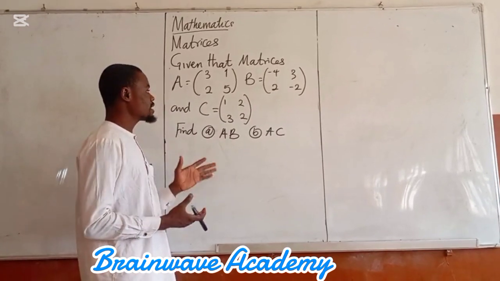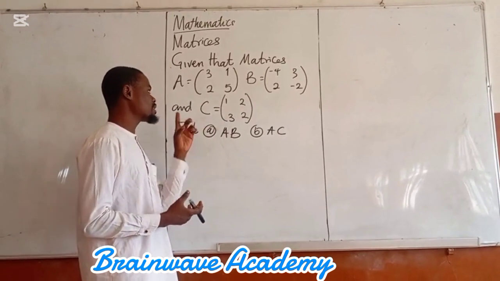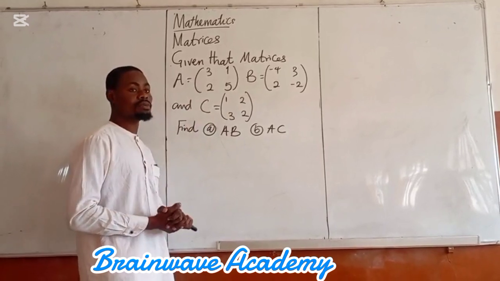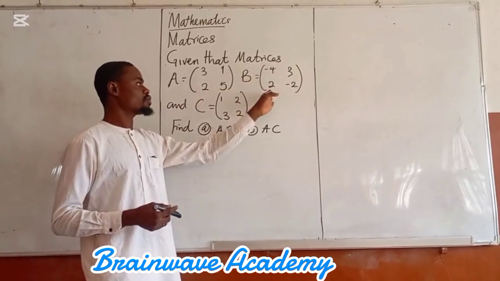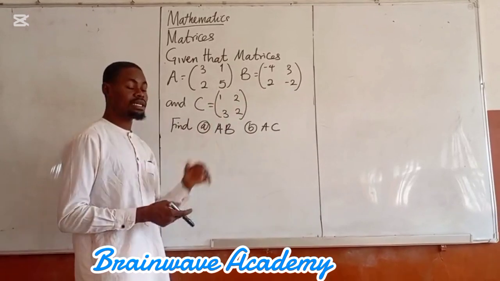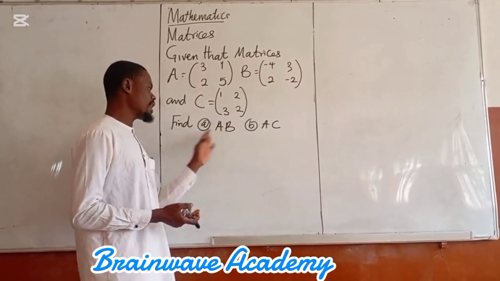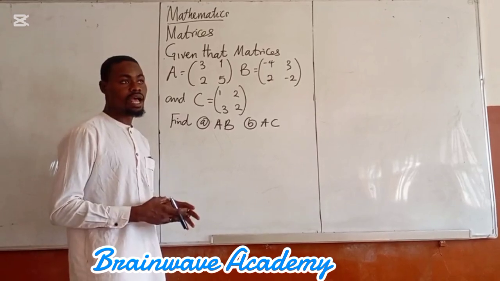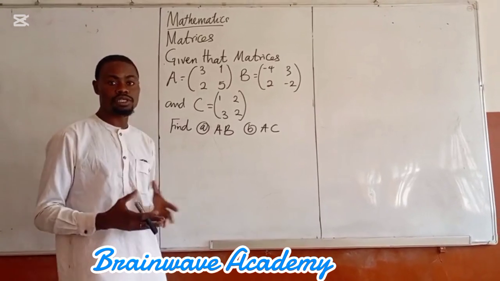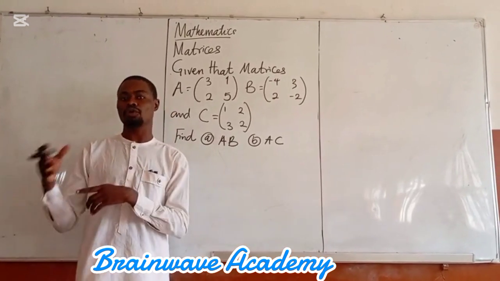Matrices. As you can see, we have a question here: given that matrix A is equal to [3, 1; 2, 5], B is [-4, 3; 2, -2], and C is [1, 2; 3, 2], find AB, BA, and AC. This is multiplication of matrices. And how can you find multiplication of matrices? You have to multiply rows by columns.